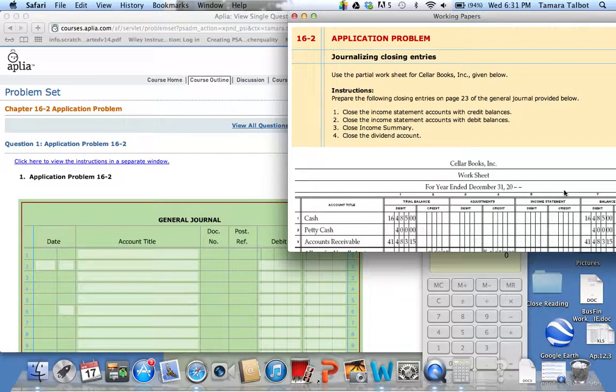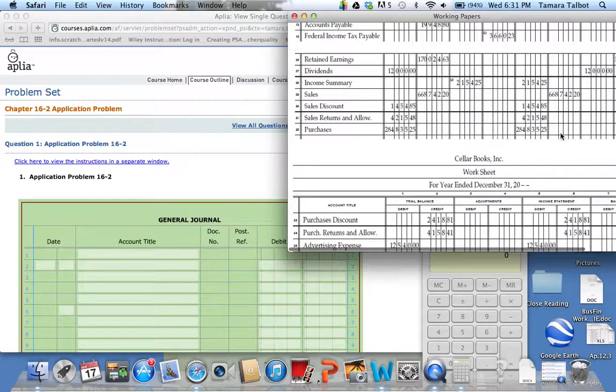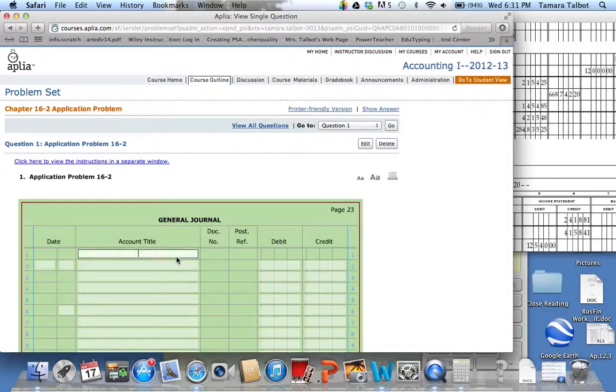So we're looking right here with the income statement, and we'll scroll down, and there's one with a credit balance, and then these two. So remember, if they have a credit balance and we want to close them, we need to debit the accounts. On the first line, we write closing entries because we don't have any other source document. It is December the 31st.